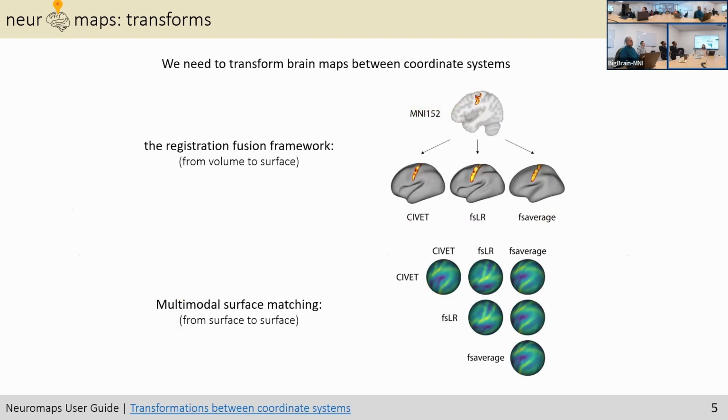Depending on whether you want to transform from volume to surface, it's going to be different than if you want to transform from surface to surface. If you want to transform from volume to surface, what you'll use is what we call a registration fusion framework. Whereas for surface to surface, we'll use what we call multimodal surface matching.